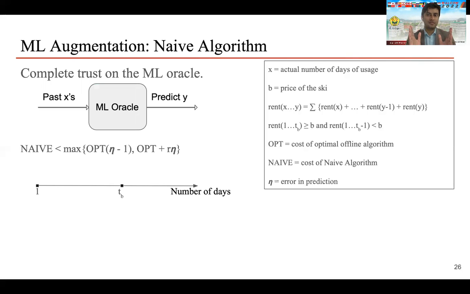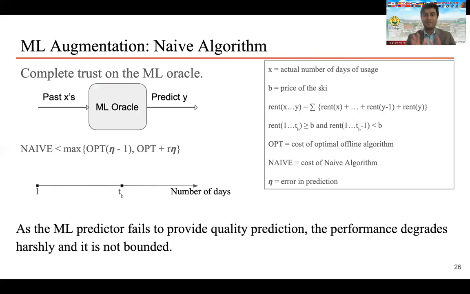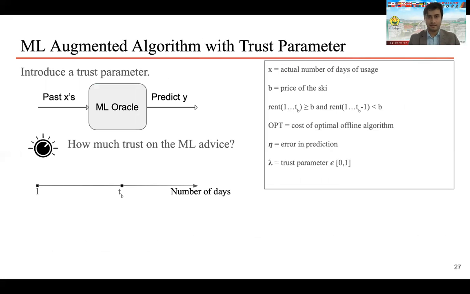So the cost happens to be the maximum of these two in the worst case. The problem is that as the ML predictor fails to provide quality prediction, the performance degrades harshly. And it does not have a worst case bound here. So it can degrade indefinitely with the prediction failure. That is something bad. So we wanted to do better than that.